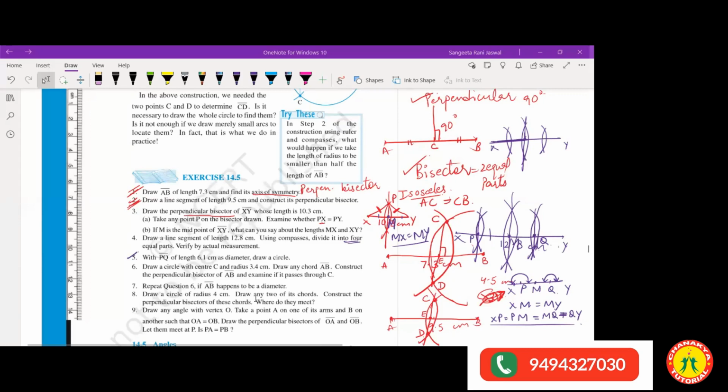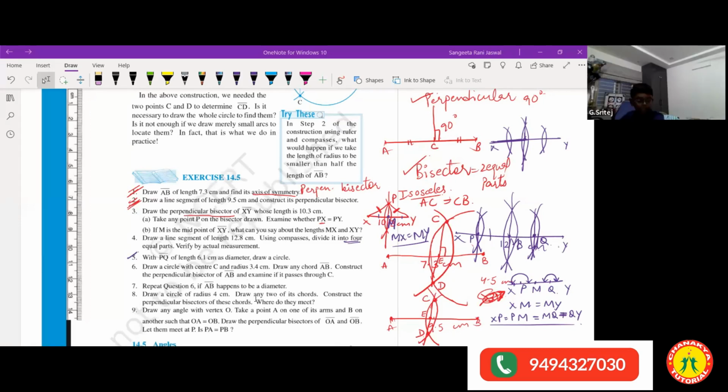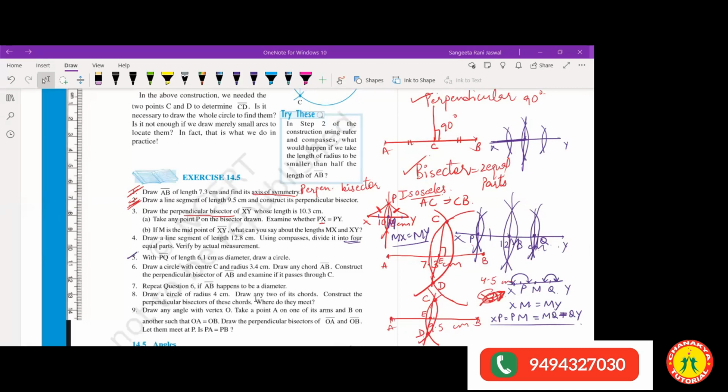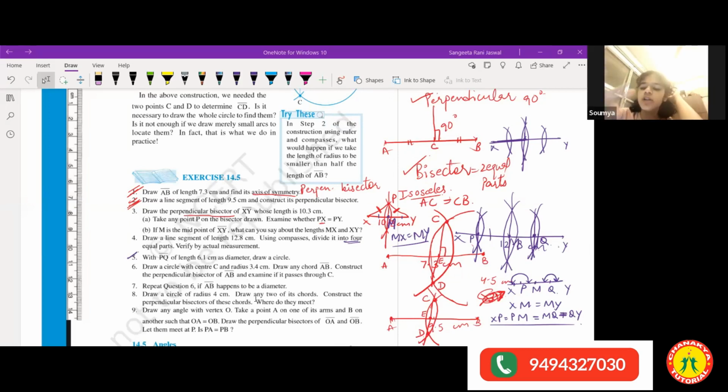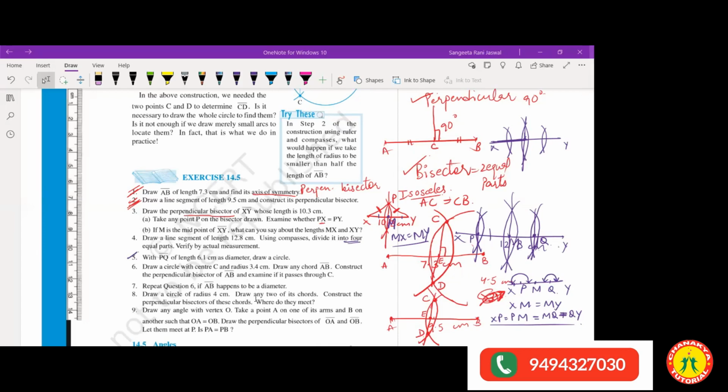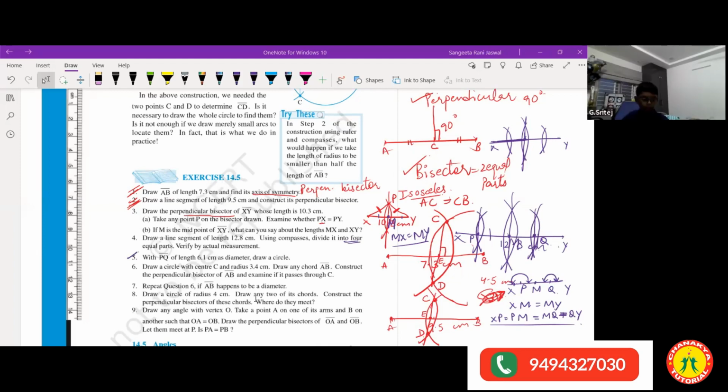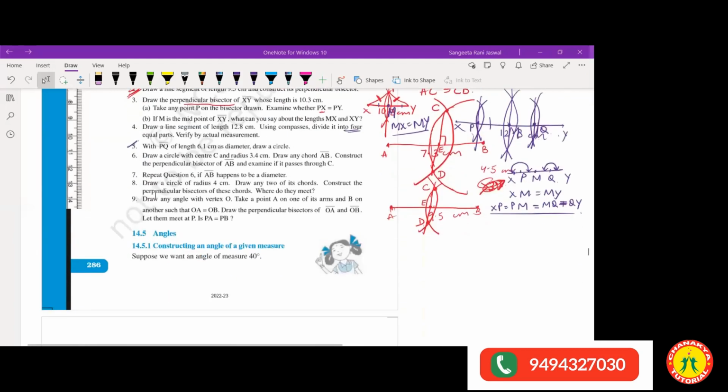Done? So what can you say about the perpendicular bisectors? Ma'am, they both meet at the center? Yes. Is everyone getting the same thing? Yes, ma'am. So we see that the perpendicular bisectors are meeting at the center. Ma'am, done the steps. You have to write the steps. Okay, very nice.